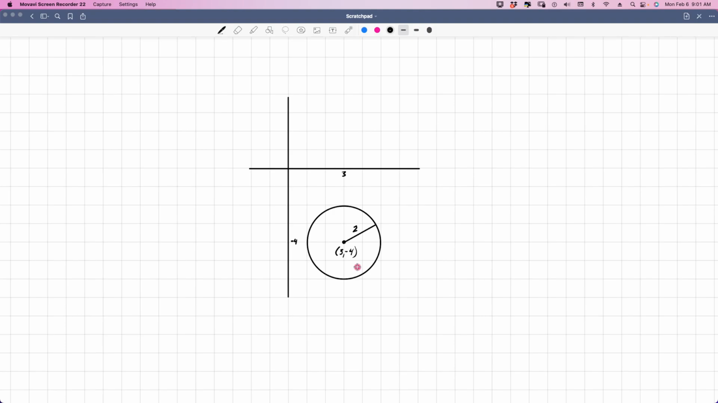So we may do a little bit of that just to see, we may not. I need to look at the problems that we're given to find out. But that is how one would go from general form back into standard form so that you can then graph the circle much more easily.